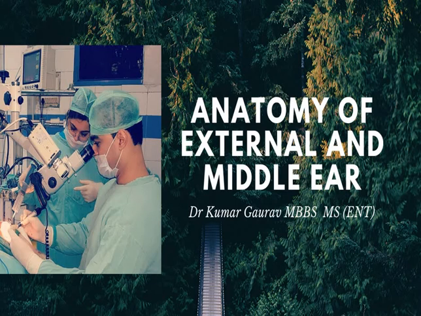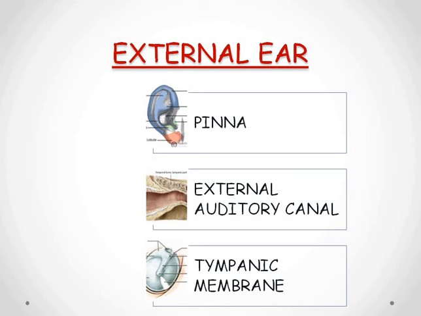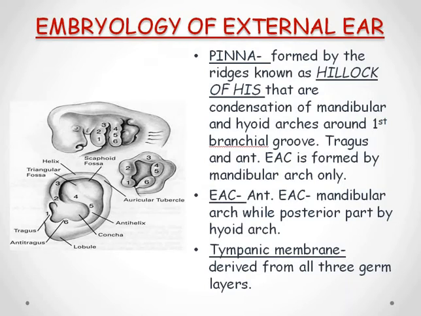Hi guys, the topic for today is the anatomy of the external and the middle ear. The external ear basically comprises the pinna, the external auditory canal and the tympanic membrane. If we talk about the embryology of the external ear, how is the pinna formed? It is formed by the ridges known as the hillocks of His.